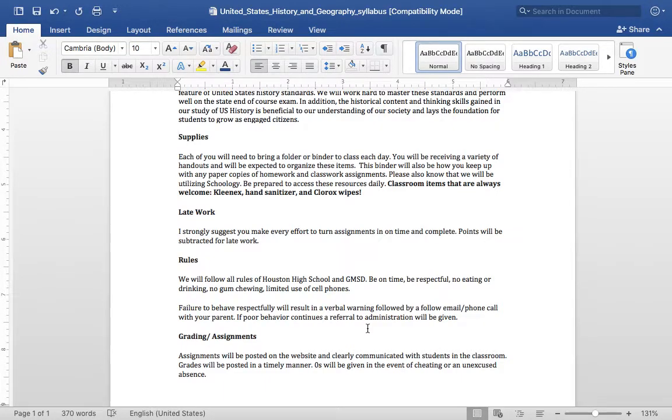The rules: we're going to follow all of Houston's rules. The big new Houston rule this year is going to involve social distancing and mask wearing. So just please cooperate with me as we get to social distancing. It's going to be very important in my classroom, so I thank you for that in advance.